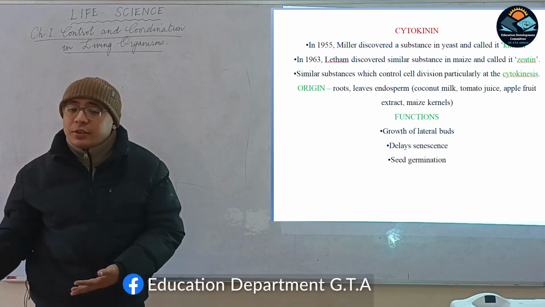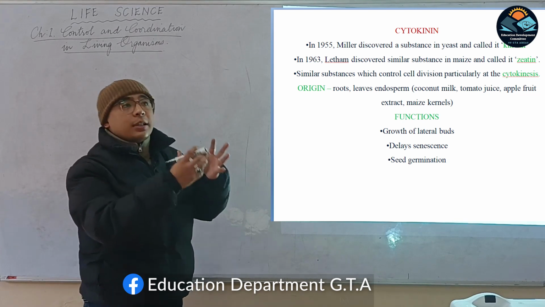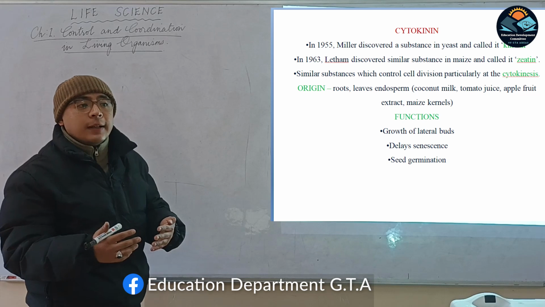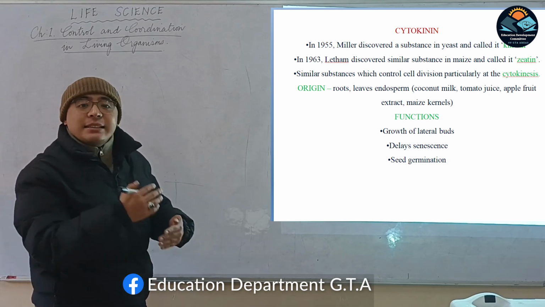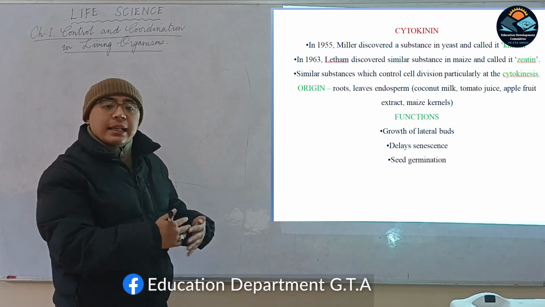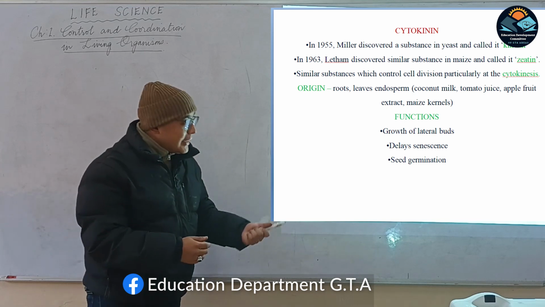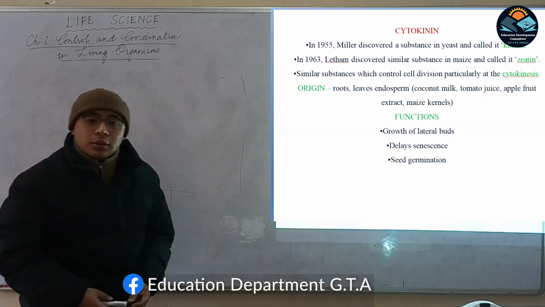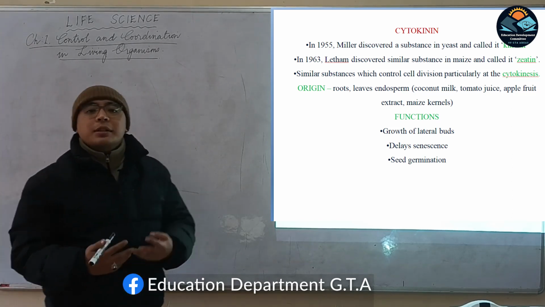For example, leaves fall off during autumn, or when the fruits mature or ripen, they fall off the plant. That is a symptom, or a characteristic, of senescence, aging. So cytokinin delays the process of aging, or delays senescence. And lastly, it also promotes seed germination like gibberellins. So my dear students, we have seen 3 different phytohormones in plants that are produced naturally.